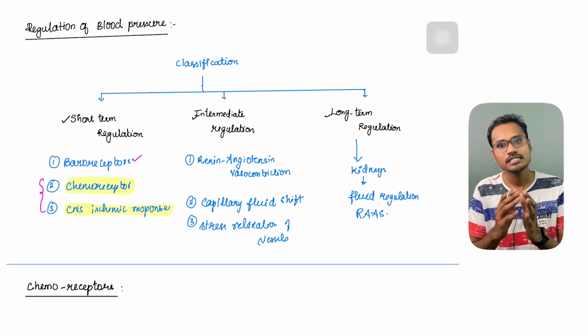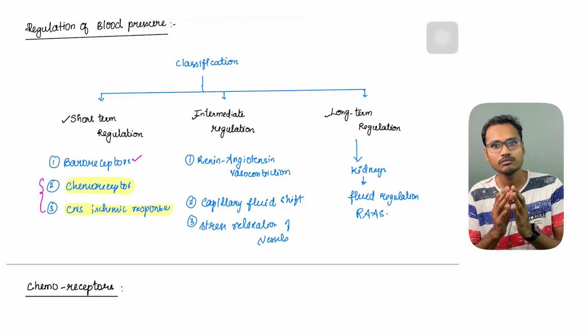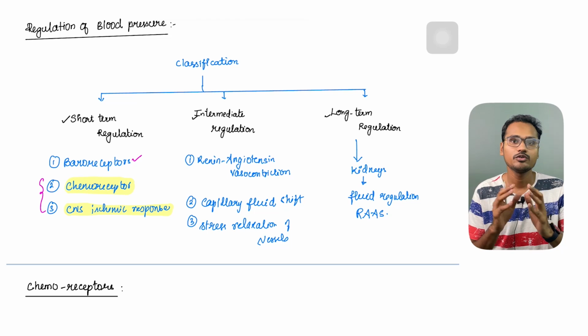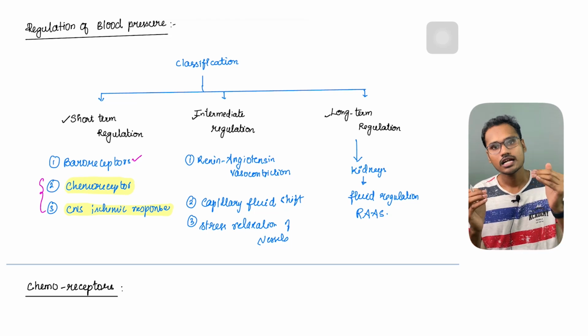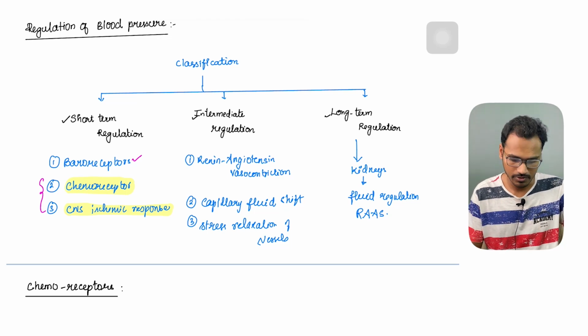So baroreceptors, I have told you, their operating range is 80 to 180 mm of Hg. So naturally, most of our BP range is between this 80 and 180. So we will not be needing the chemoreceptors or the CNS ischemic response in regular day-to-day life. But when the pressure starts to fall below these levels, then there are additional backup mechanisms which will act and control the short-term regulation of blood pressure.